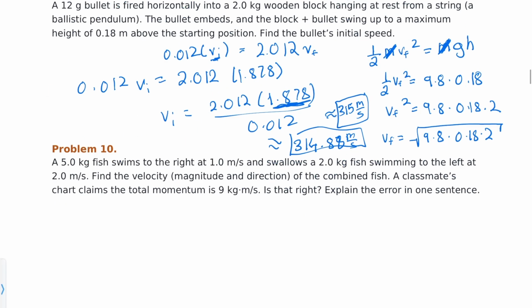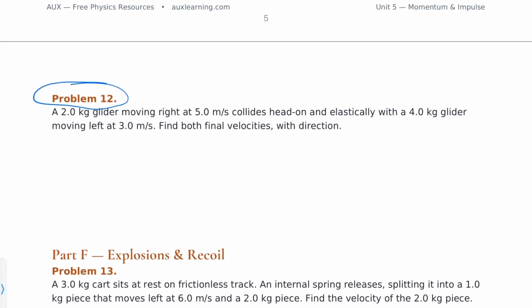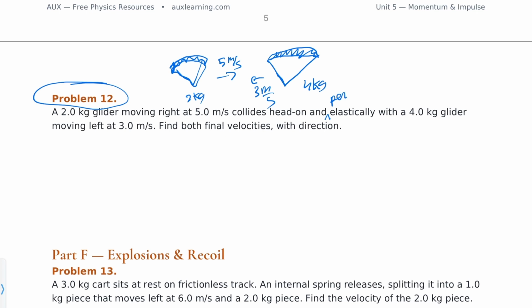Now we're going to go over problem 12. Okay. A 2 kg glider. So 2 kg glider. So I don't know too much what this looks like here, but I'm just going to give it my best guess. It's moving right at 5 meter per second. Okay. And it collides head-on and elastically with the 4 kg glider moving left at 3 meter per second. And we can say that this is perfectly elastic.